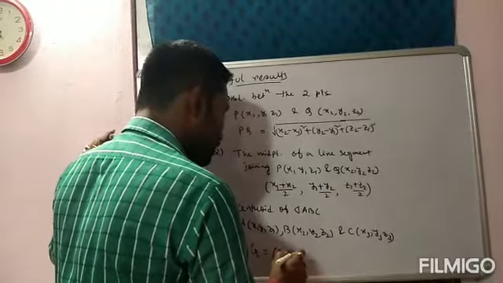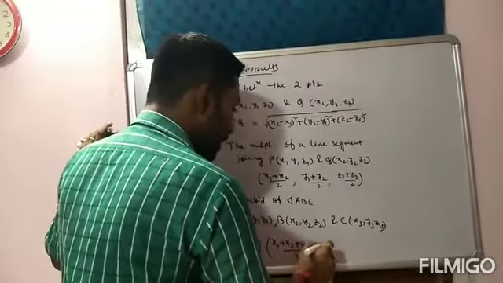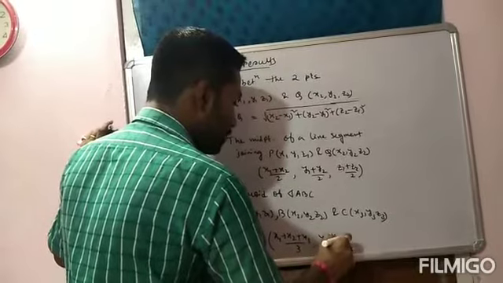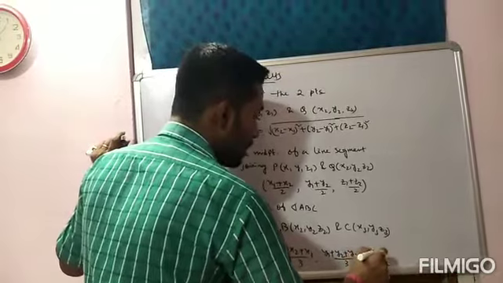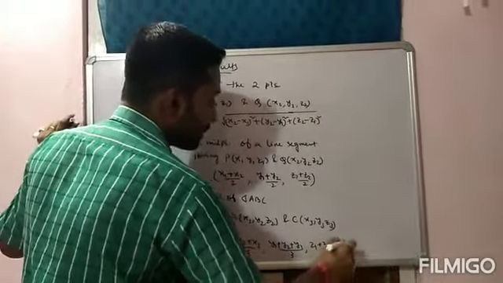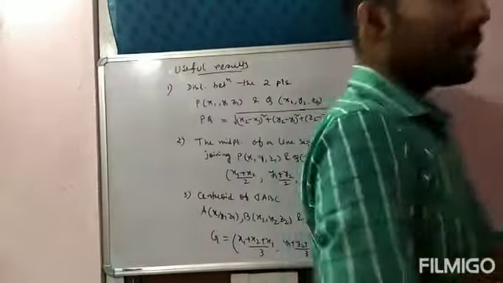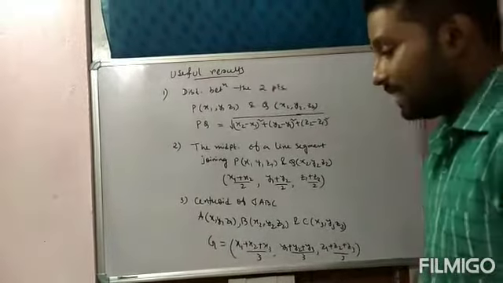कैसे find out करना है? x1 plus x2 plus x3 by 3, y1 plus y2 plus y3 by 3, z1 plus z2 plus z3 by 3. Okay. So ये हो गया centroid का formula. Centroid is denoted by G.